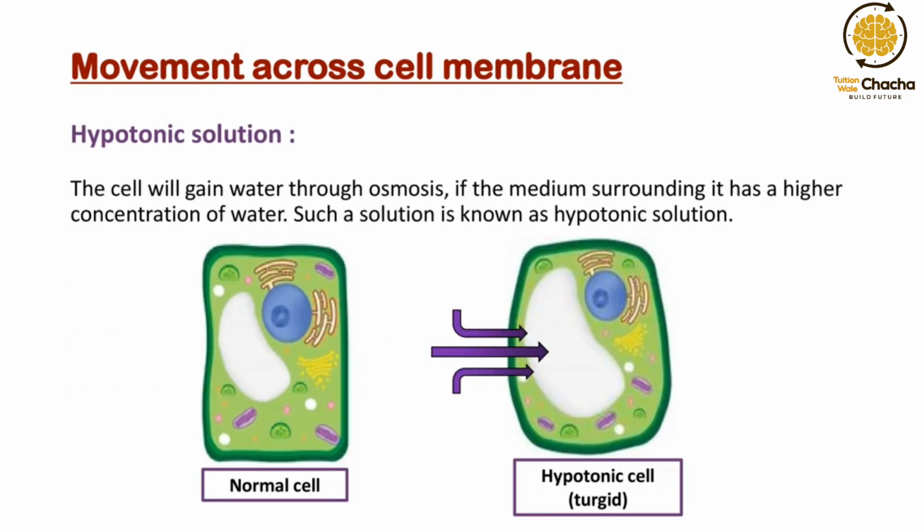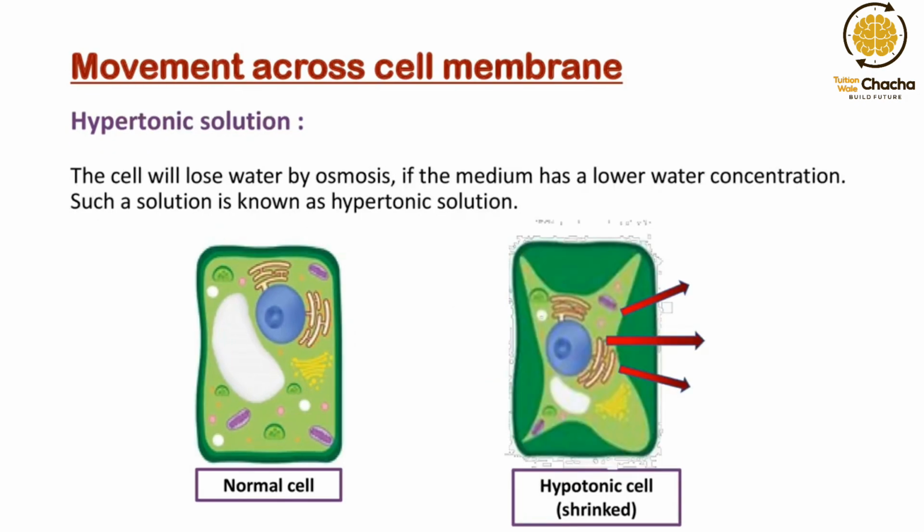Movement across cell membrane. Number 1. Hypotonic solution. The cell will gain water through osmosis if the medium surrounding it has a higher concentration of water. Such a solution is known as a hypotonic solution. Number 2. Hypertonic solution. The cell will lose water by osmosis if the medium has a lower water concentration. Such a solution is known as a hypertonic solution.